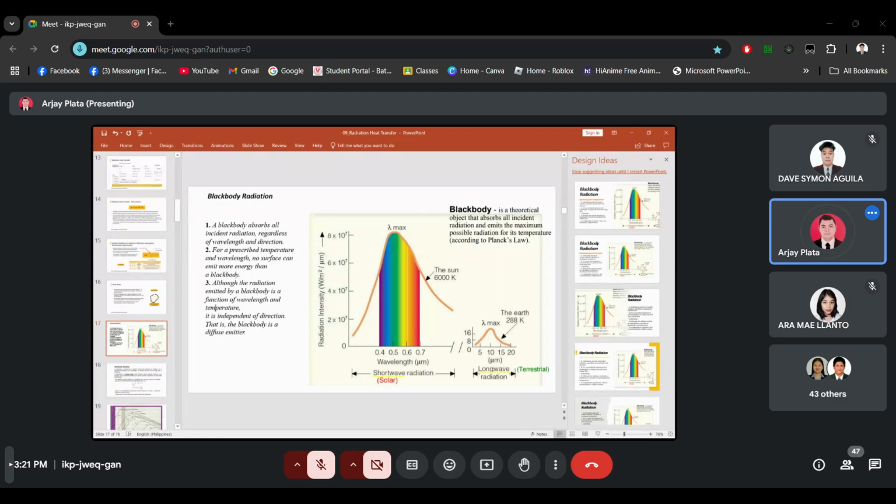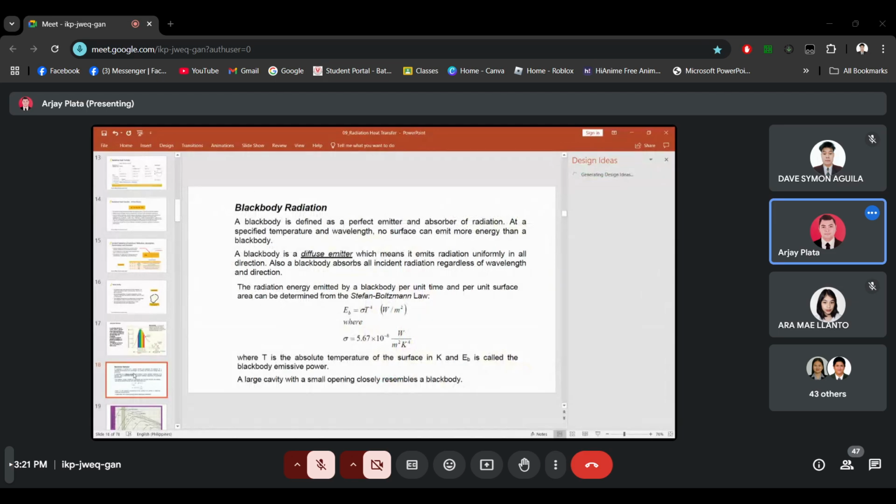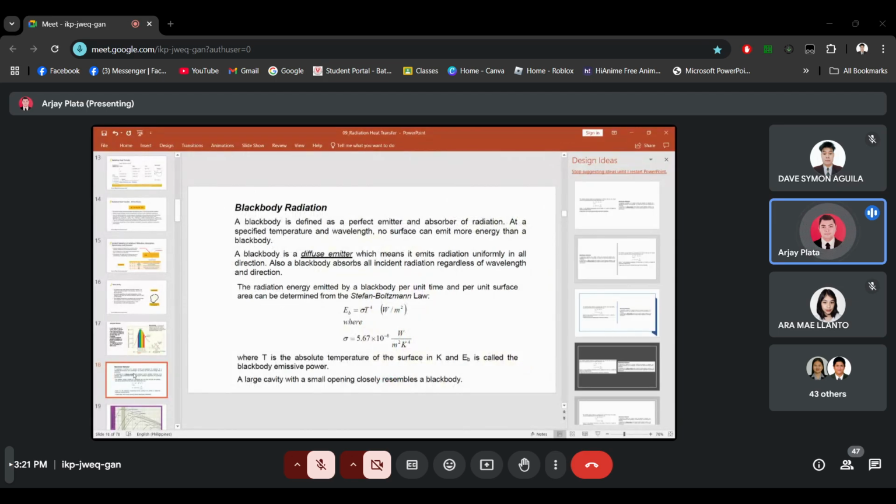So we have the term diffuse emitter. When a black body is a diffuse emitter, it means that it emits radiation uniformly in all directions. Also, a black body absorbs all incident radiation regardless of wavelength and direction.